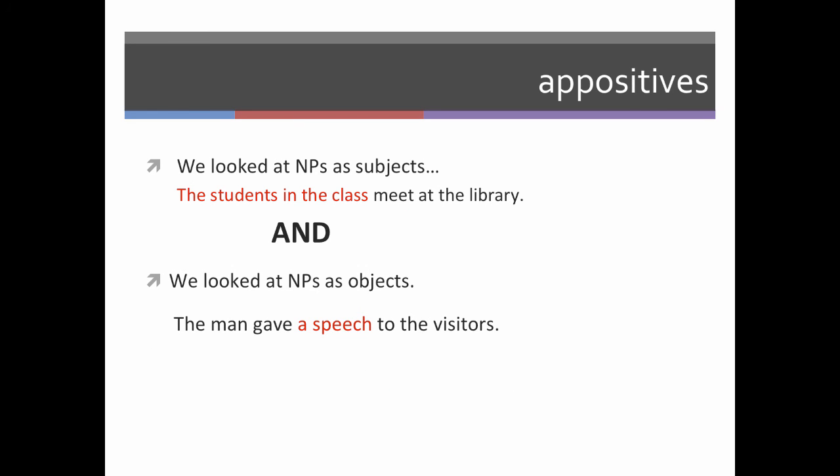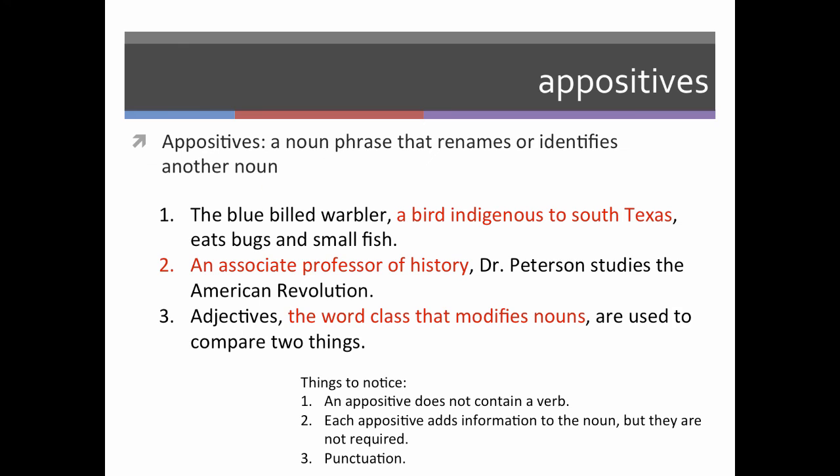So we have looked at noun phrases as subjects. So the students in the class meet at the library. The students in the class is the first noun phrase in an independent clause. So therefore it must be the subject. We have talked briefly about noun phrases as object. The man gave a speech to the visitors. Okay, so we have a speech in the object position, but now we're going to talk about appositives.